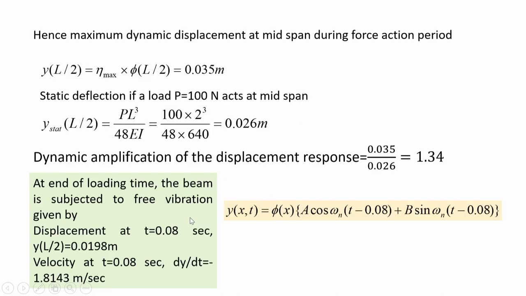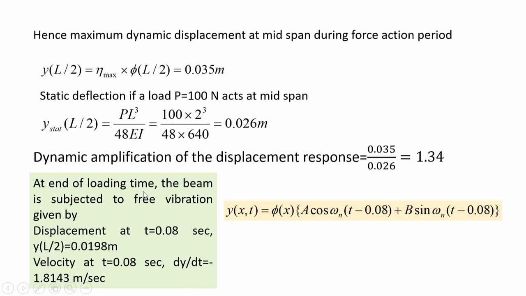Now let us use the recursive relations. Before that, let us compare the dynamic displacement with the static displacement. The static deflection, if the maximum load in the load time history is 100 newton, using this 100 newton load and the length and EI given in the problem, we get y static equal to 0.026 meters. Therefore the dynamic amplification of the displacement response for such a forcing function is 1.34.